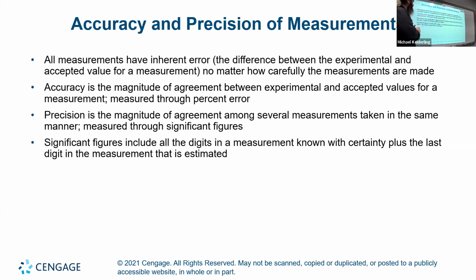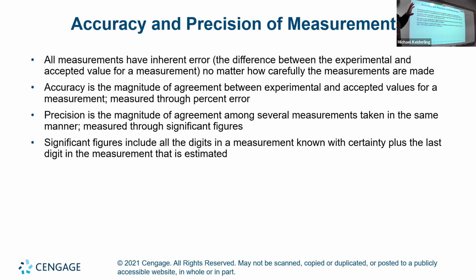So when you make a measurement, there's always some error. No measurement can be perfect. So there are two ways we can describe the error of that measurement. All measurements have an inherent error, the difference between the experimental and accepted values for the measurement, no matter how carefully the measurement is made.